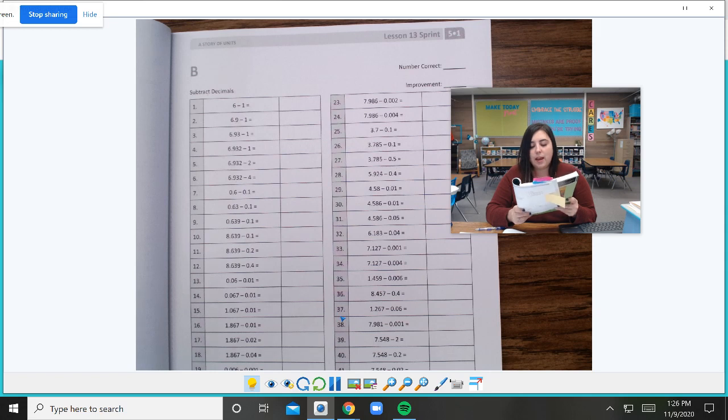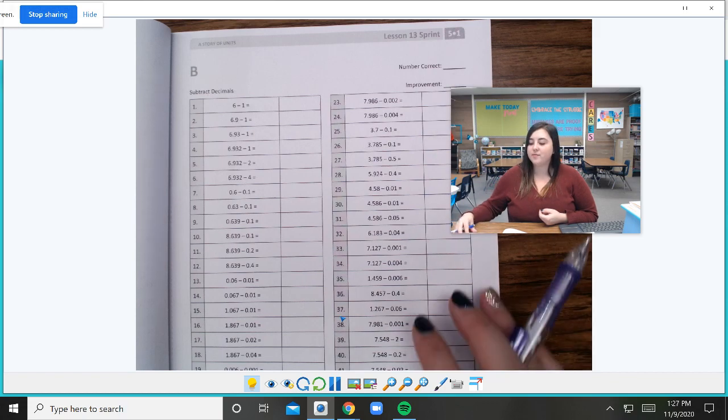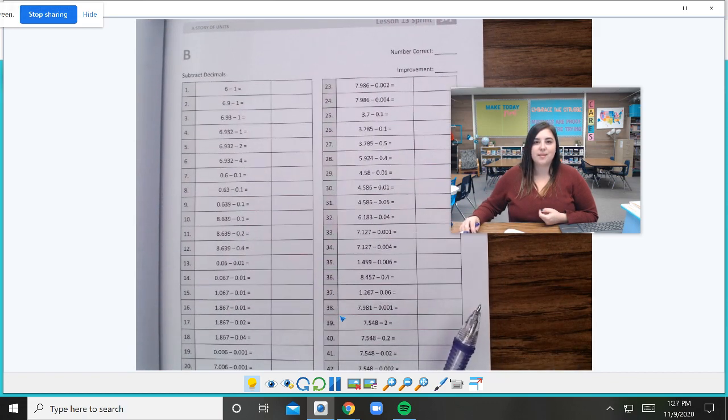1.453. 8.057. 1.207. 7.98. 5.548. 7.348. 7.528. 7.546. 7.137. 1.623. All right, how'd you do? Count up how many you got correct and then figure out how many you improved by. All right, you did a great job. Thank you for getting this done today. Bye.